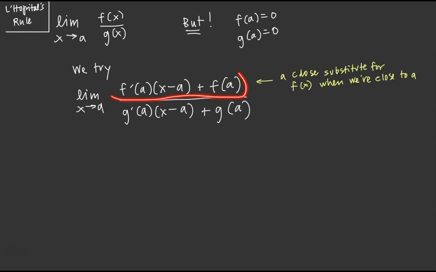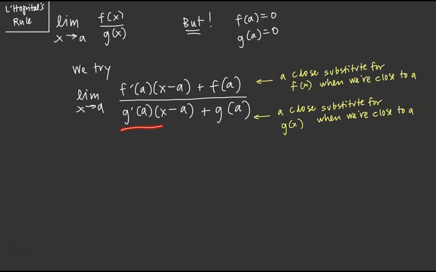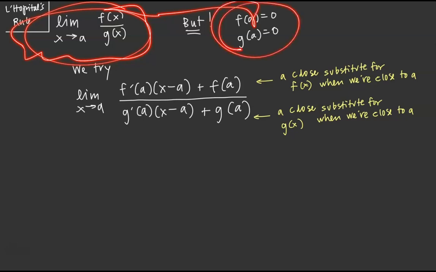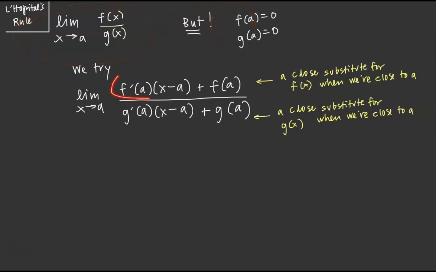This expression is a close substitute for f of x when we're close to a, which we're trying to get to. And this expression here is a close substitute for g of x when we're close to a. We were asked to find this limit, and it's not possible because we have 0 over 0. So we substitute the tangent line approximation for f of x, and the other one for g of x, because we're close to a. They're very, very close.